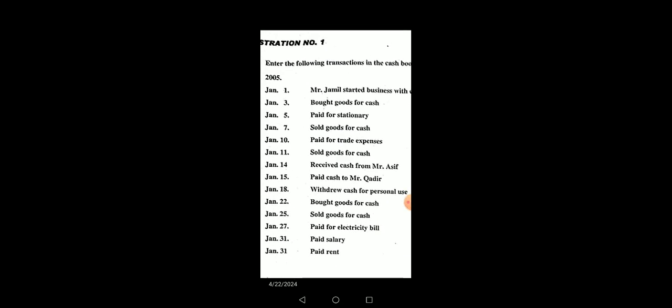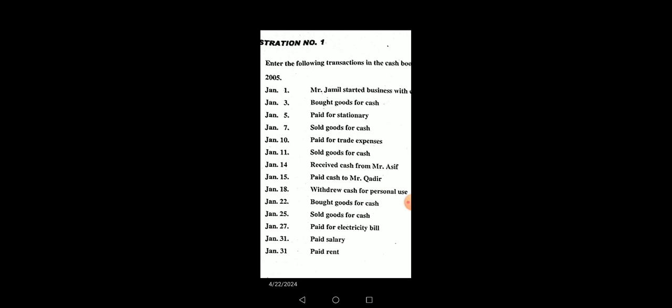Why am I saying this is raw data? Because there is no sequence. Whatever they have done as an organization, they have written in simple language and provided you the information. That is why it is called raw data. A good accountant receives this data, welcomes it, and converts it into usable information.